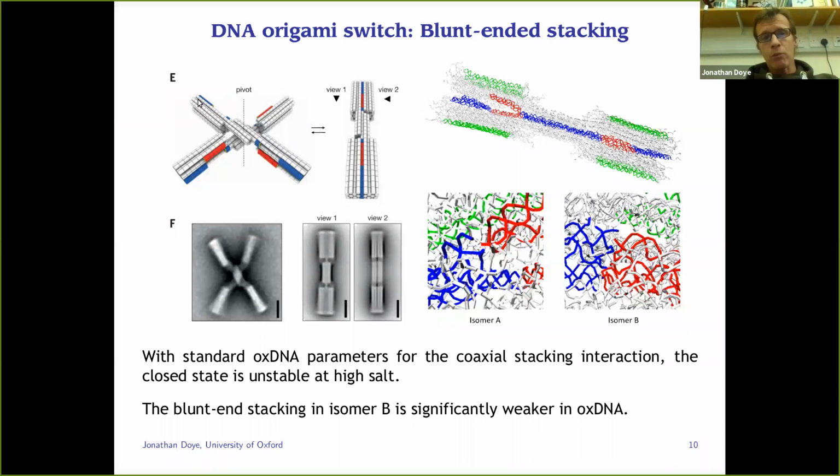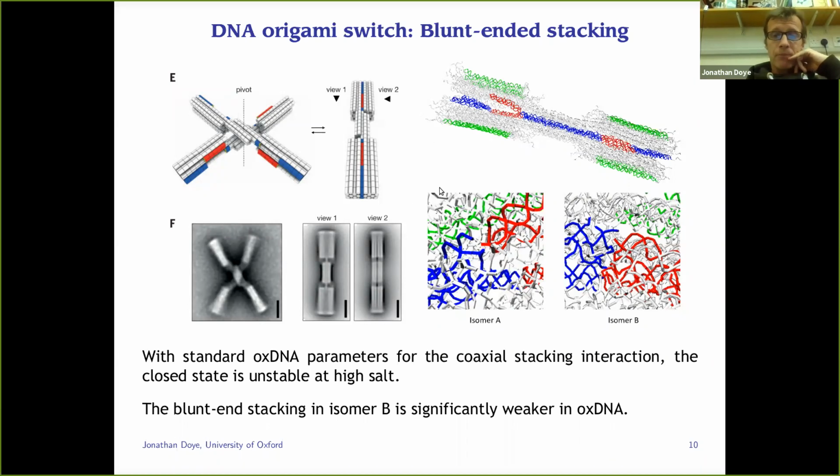Here one of the original systems is this switch, which has two origami arms which can freely rotate with respect to each other, and the arms have these sections which are shape complementary and can bind to each other, and then that can drive it into the closed form. And Hendrik showed this really nicely. You can drive it between the closed and open form by changing, for example, the salt or the temperature to change the strength of the blunt-ended stacking interactions between the ends of the red and blue helices.